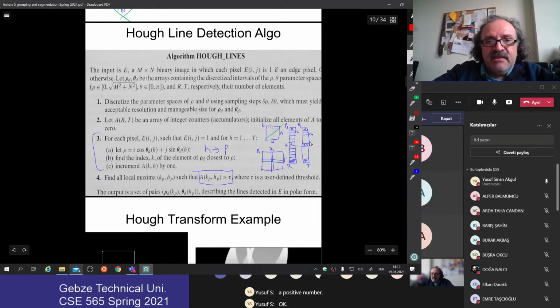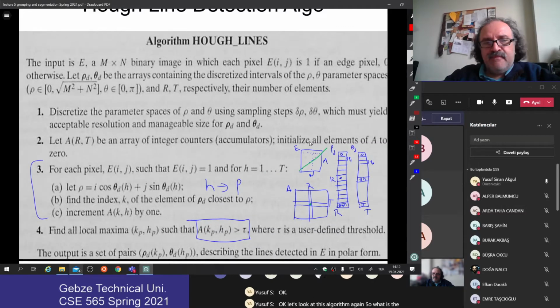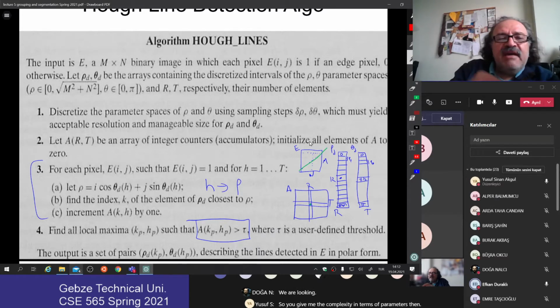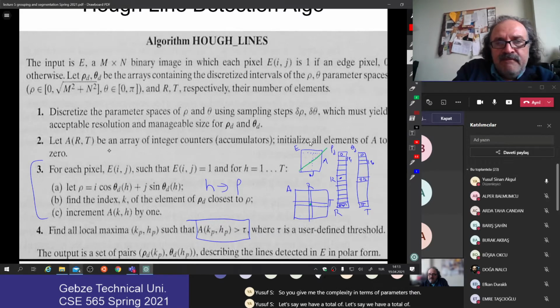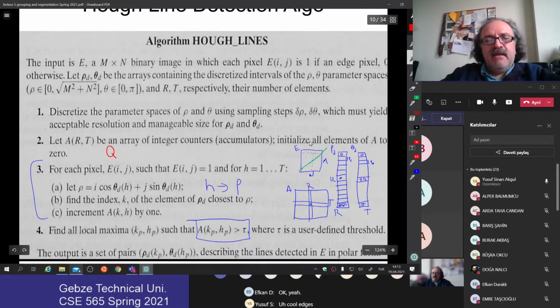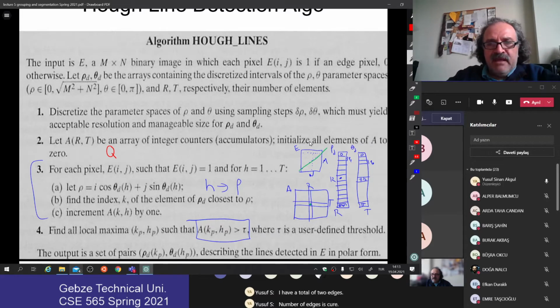Okay, let's look at this algorithm again. What is the complexity of this algorithm? It depends on the discretization parameters, so give me the complexity in terms of parameters. Let's say we have a total of q edges. The number of edges is q, the number of theta values is r, and this is t.